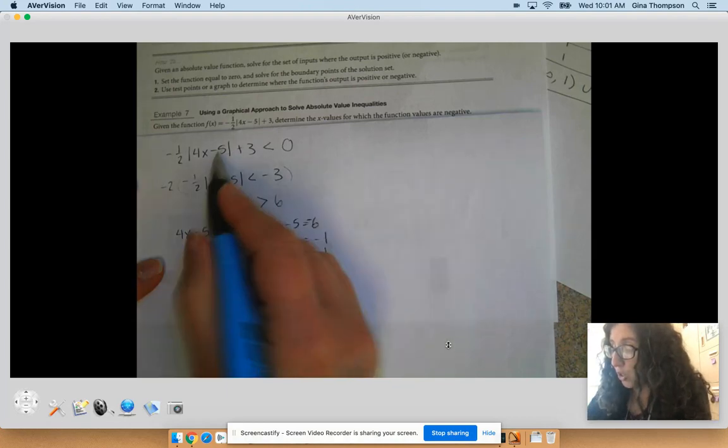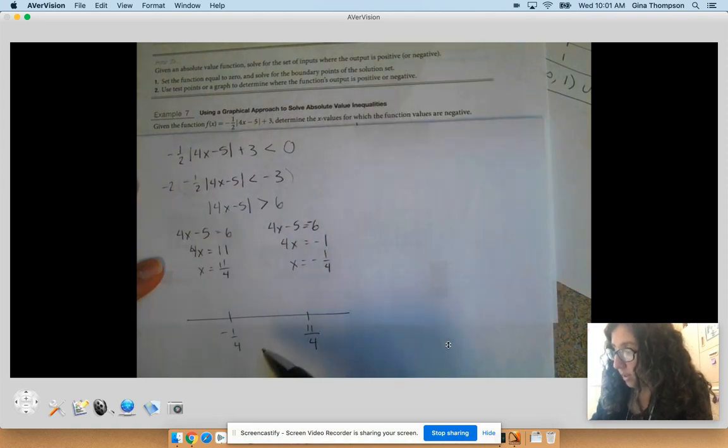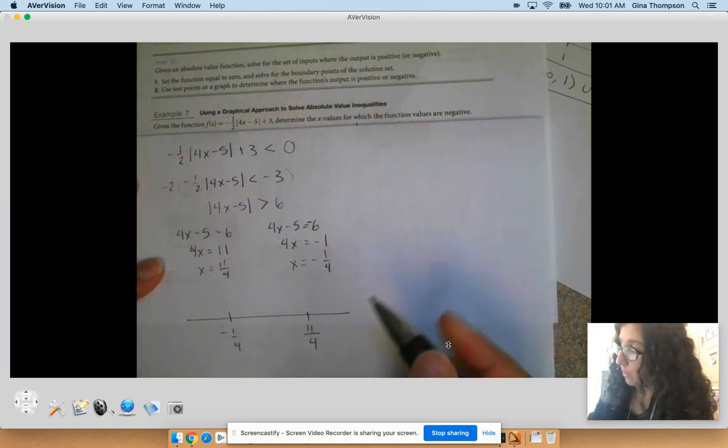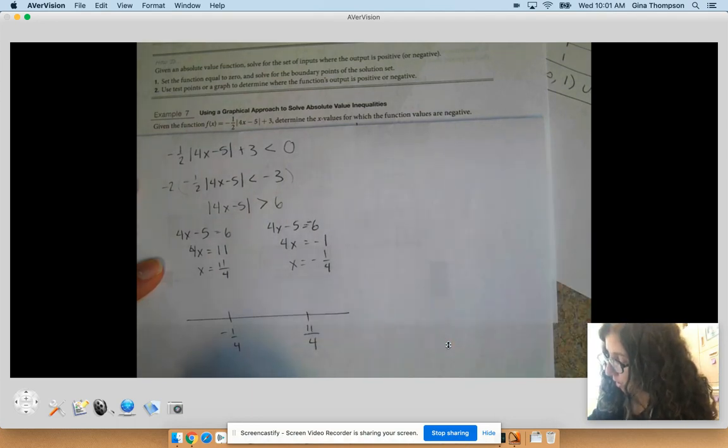So we need to go back to the original inequality and see if that works. You can try doing it in your head, but you make fewer mistakes if you write it down. So let's just try 0: negative 1/2 times the absolute value of 4 times 0 minus 5, plus 3, is less than 0. Let's see, is this true? Negative 1/2 times 5 is negative 5/2, plus 3, is less than 0. Is that true? No, because this is greater. This is 6/2, right? So this is not true.